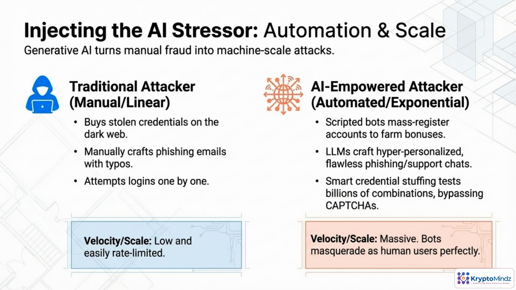With AI in the mix, the change isn't just smarter attacks, it's a shift from linear to exponential. A traditional attacker is constrained by time, writing clumsy phishing emails, trying logins manually, getting blocked by simple rate limits. Effort scales roughly with each victim. An AI-empowered attacker front-loads effort into tooling. Bots can open or take over accounts at scale, while language models generate perfectly tailored messages and support conversations. That turns niche fraud techniques into always-on industrialized identity attacks.